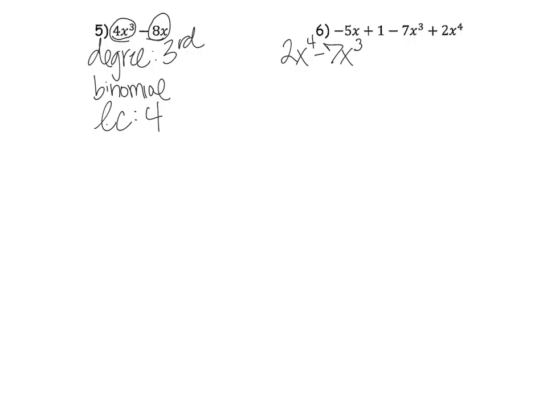Then what? There's nothing to the second. What's written next? Minus 5x. And what's written last? Plus 1. Now it's in proper descending order: 4, 3, a 1, and then a constant.